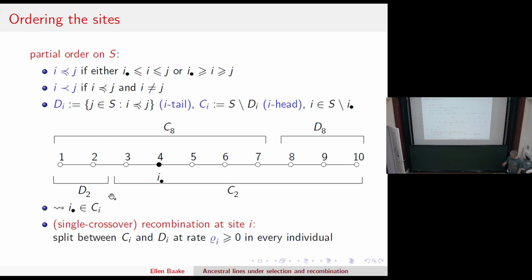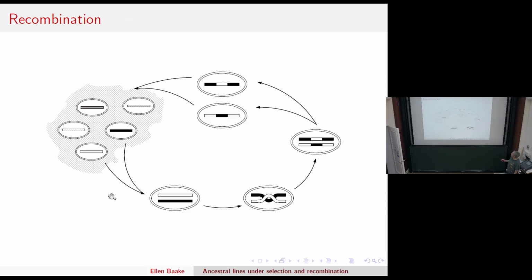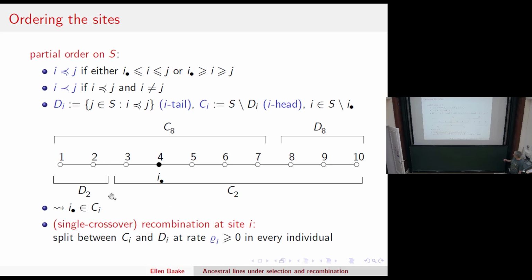And now we can talk about recombination. We will assume throughout that there is at most one such crossover event. So here we have 2, but we assume that there is at most 1. That's quite a common assumption. And then that means that a recombination event simply makes a split between some head and some tail. And we say that recombination happens at site i if the split is between the i head and the i tail, and we assume that that happens at rate rho_i in every individual.